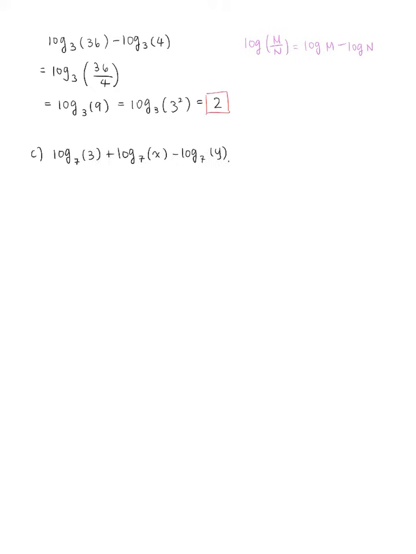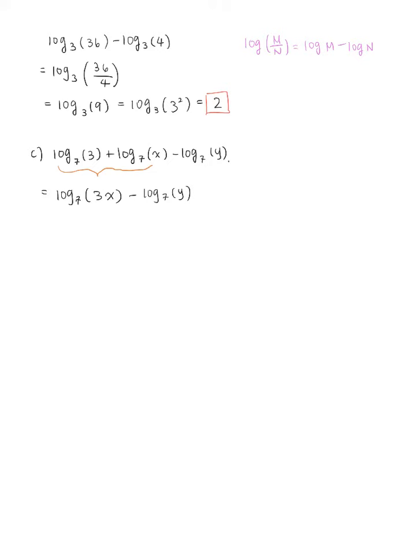Part C, log base 7 of 3 plus log base 7 of x minus the log base 7 of y. All right, do not panic. Just take one step at a time. Work from left to right. So first, I'm going to combine these two together. So here what we're going to get is log base 7 of what? Yes, 3 times x. And then I'm going to drop down the minus the log base 7 of y.